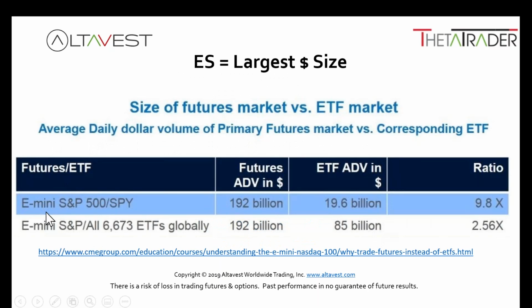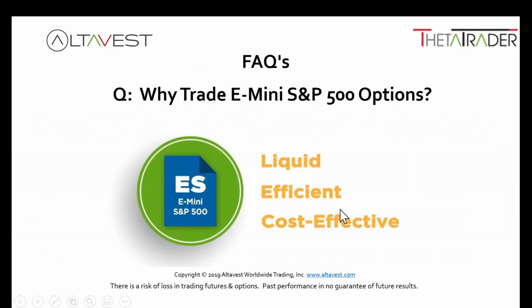What about the SPY? You think, oh, everything's going on in the SPY. No, the E-mini S&P is 9.8 times bigger in average daily dollar volume. So if you didn't know it, now you know it. This is where you want to be. And that's why we're trading the E-mini S&P options.